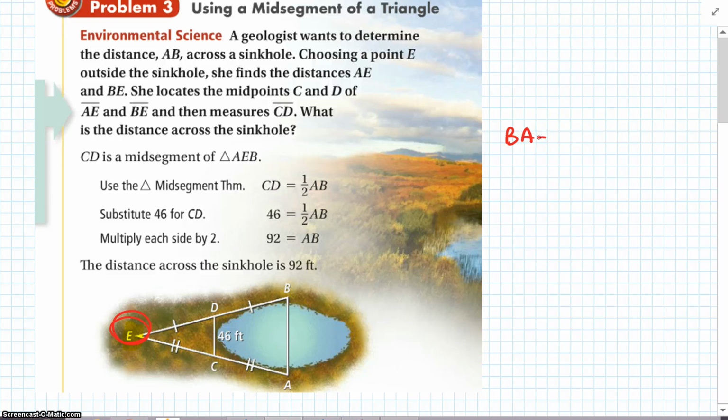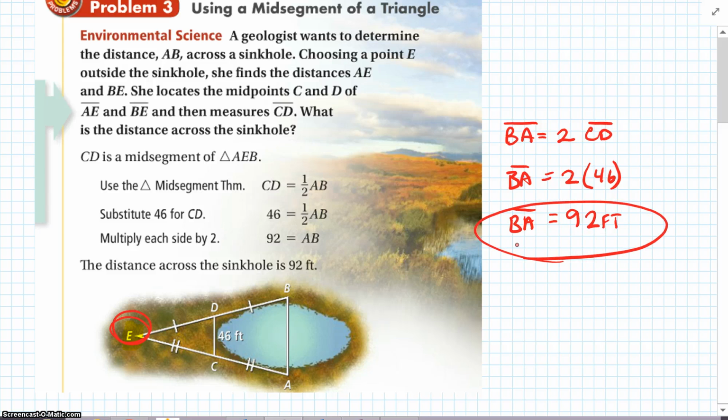So BA must be equal 2 times CD. So BA, or the width of the sinkhole, is going to be 2 times 46. BA is going to be equal to 92 feet. Pretty neat. It's a pretty neat way to be able to find distance when you can't get direct measurement yourself.